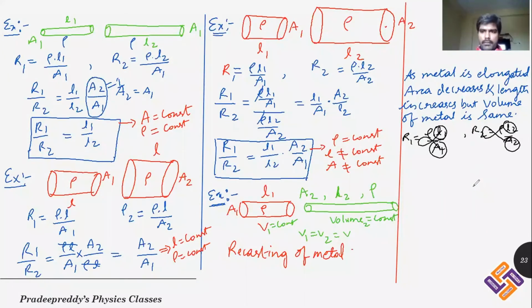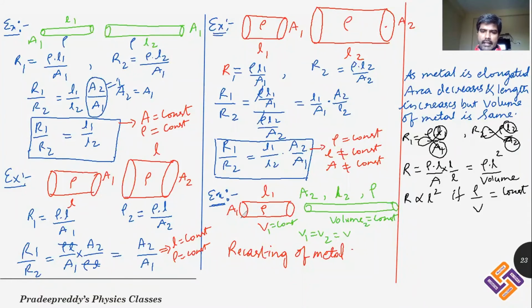Then what will you do? What I do is, I'll simply write R is equal to rho L by A. I'll multiply numerator and denominator with L. Therefore, it is rho L square divided by A into L, which is volume. So if resistivity of the conductor and volume of the conductor are constant, R is directly proportional to L square, if rho by V is equal to constant.